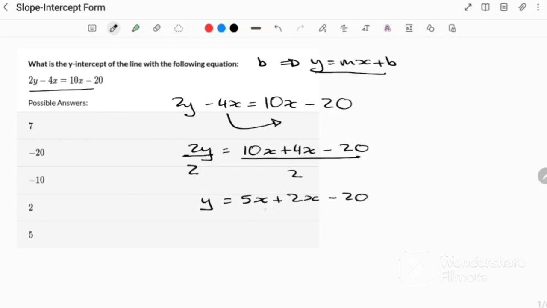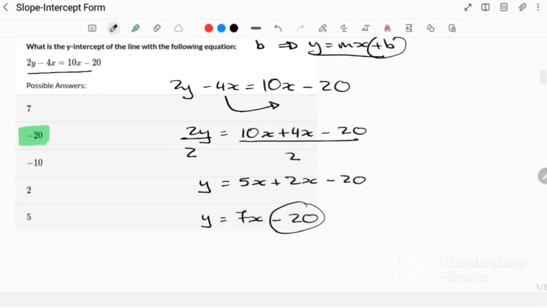And we can add the x values together. So 5 plus 2 is going to give us 7x minus 20. So what is b? b is minus 20. So the answer is right here.